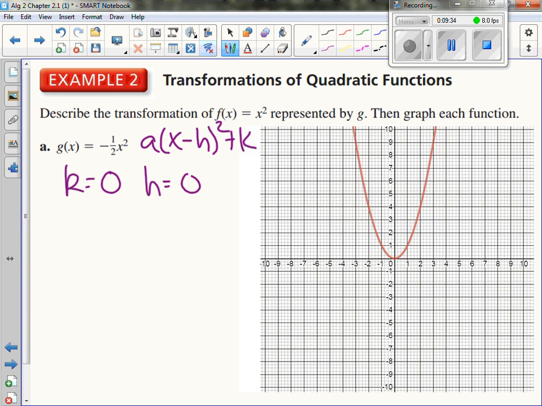Now, you might be wondering, is that 1/2 a horizontal or vertical? The only way that we identify horizontal is if it's in a set of parentheses. If the negative 1/2 x had been inside parentheses squared, then we would have been talking about a horizontal stretch by a factor of 2. Because again, it's that flip. It's weird. It's strange. We're not going to worry about it.